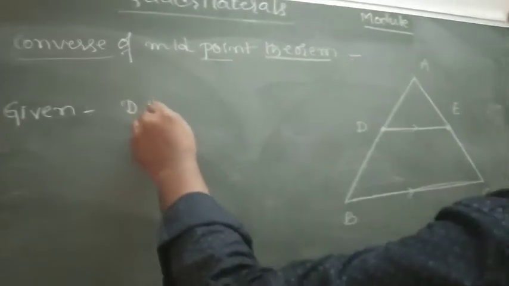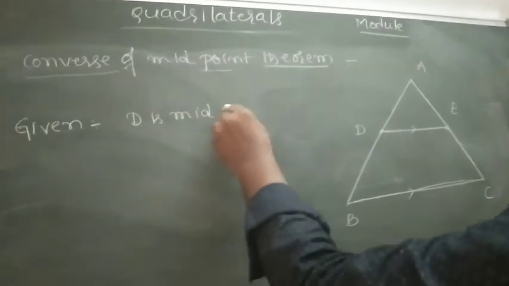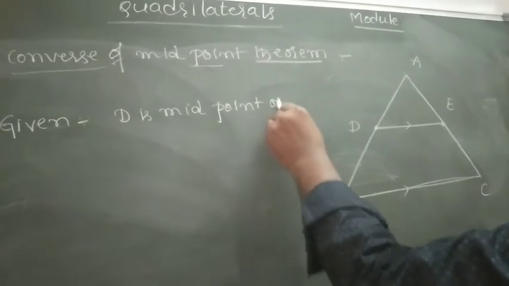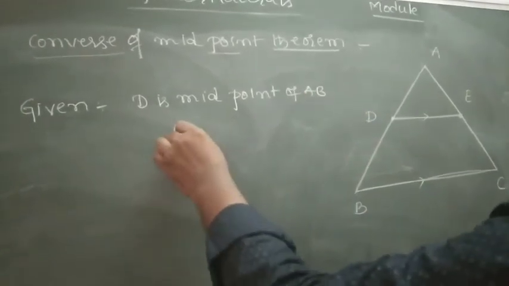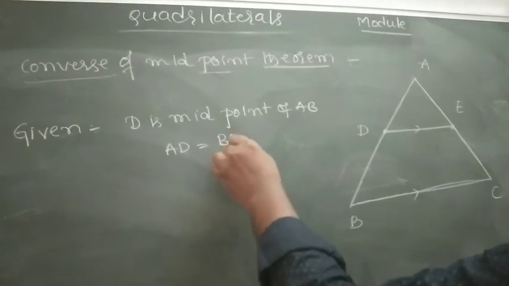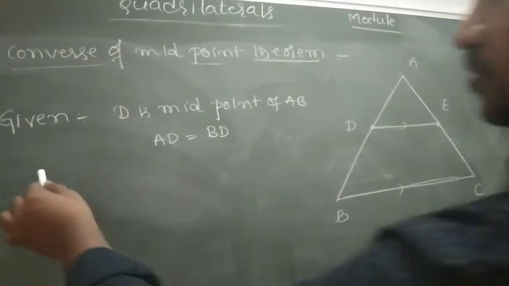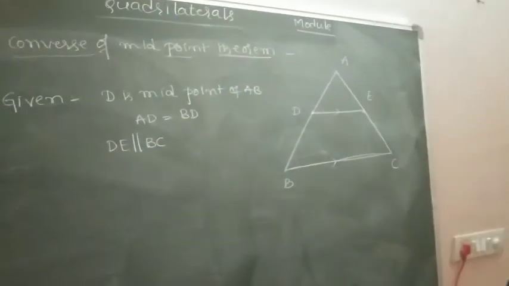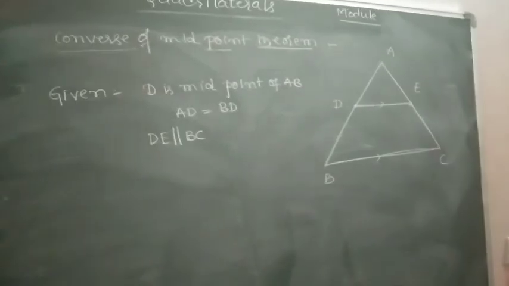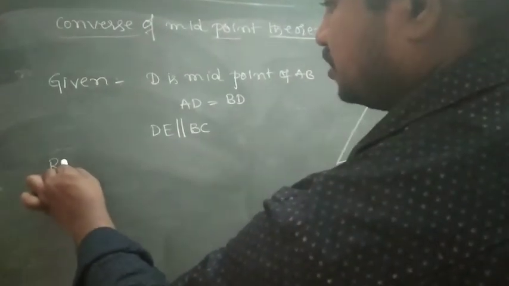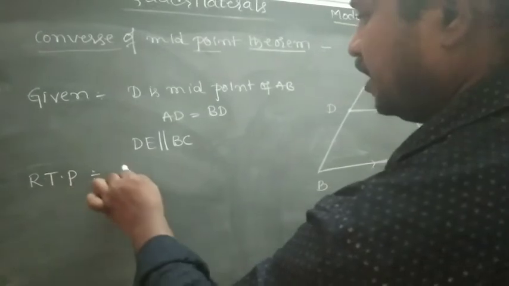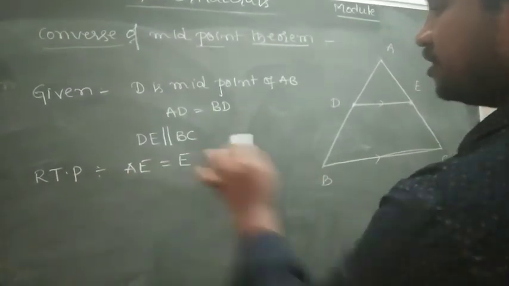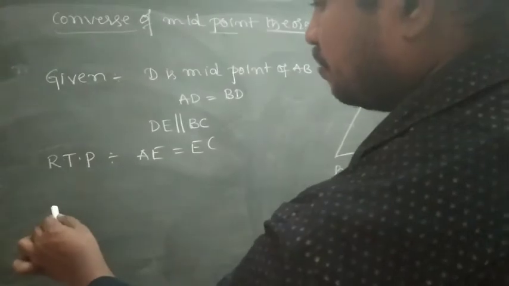First, what is given: D is the midpoint of AB, then AD is equal to BD. And DE is parallel to BC is also given. RTP: we should prove that AE length is equal to EC length. Simple proof.